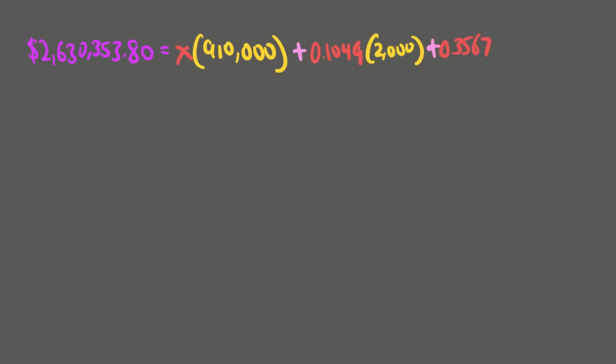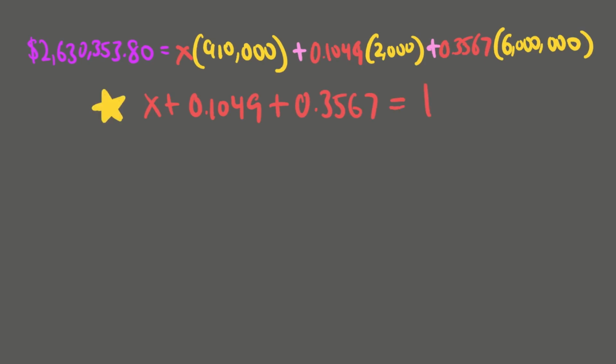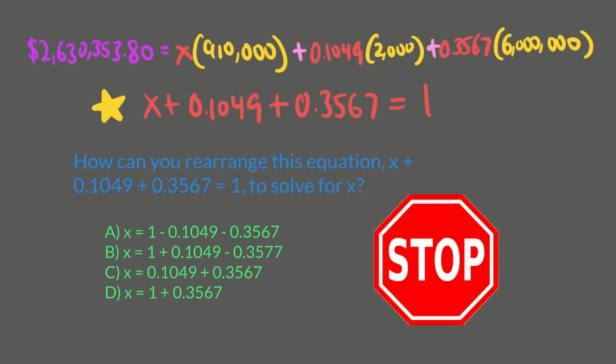2,630,353.8 equals x times 910,000 plus 0.1049 times 2,000 plus 0.3567 times 6 million. What percentage of the properties we sell need to be townhouses to meet our goal? Taking into account that the weights in the weighted average equation add up to 1, we know that x plus 0.1049 plus 0.3567 equals 1. How can you rearrange this equation to solve for x? We can rearrange this to be x equals 1 minus 0.1049 minus 0.3567. This results in x equals 0.5384.